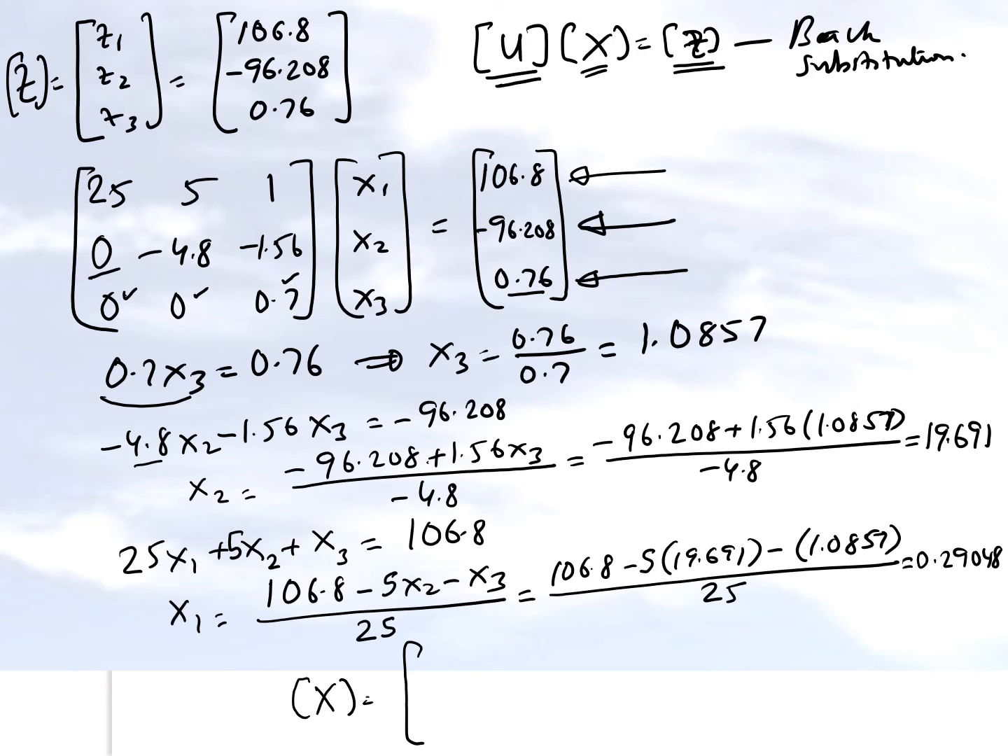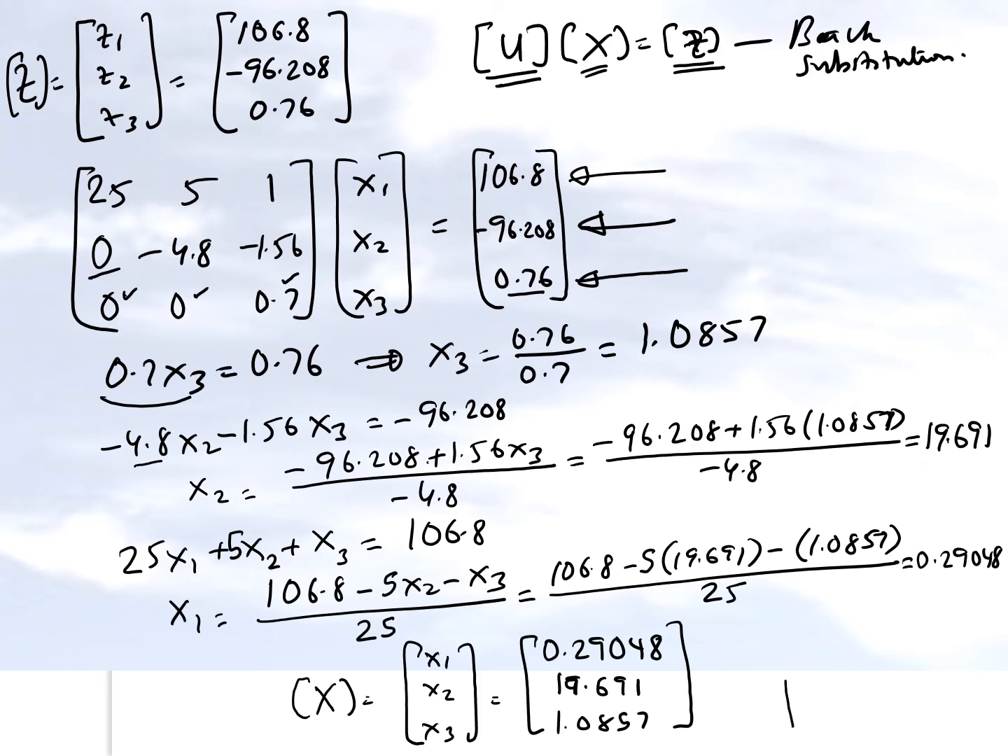The x vector is x1, x2, and x3, and that turns out to be equal to the following numbers. So we have found out x, and that's how the LU decomposition method works. And that is the end of this segment.